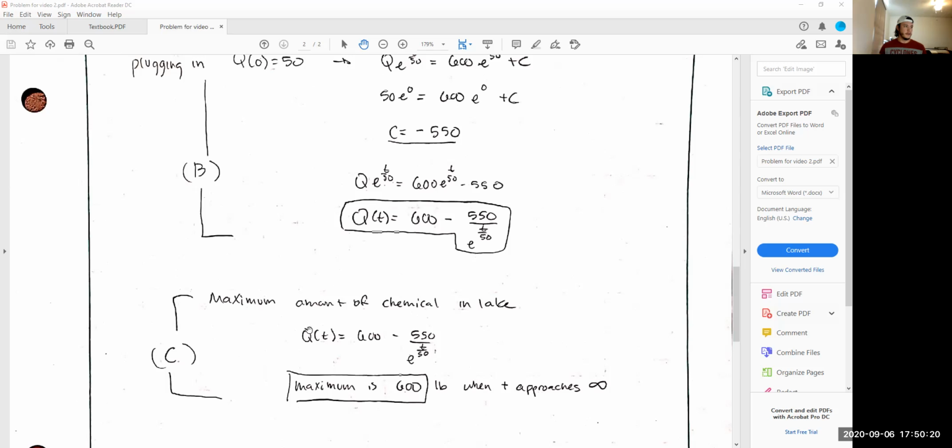You have a continuous flow in of saturated water and then a flow out. So at some point, you're going to reach a maximum level of concentration for the chemical. So I've outlined that here as well.